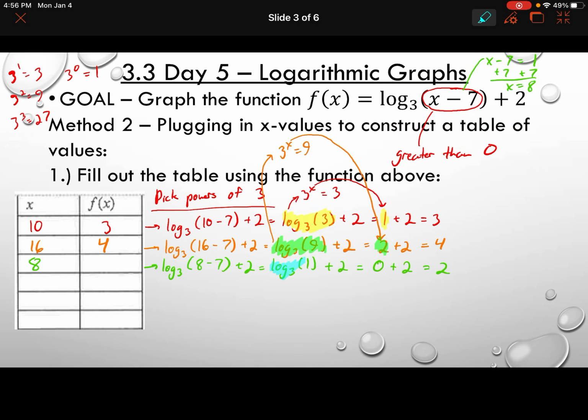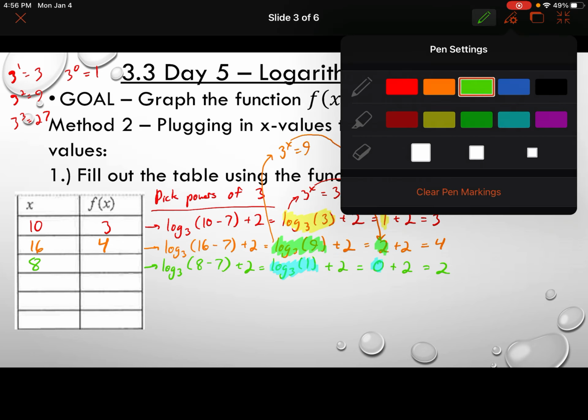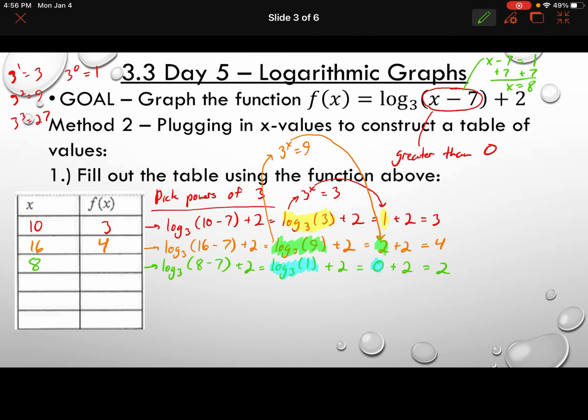Okay, so log base 3 of 1 is 0 because 3 to the 0 power is 1, right? So if we take this, 3 to what power is 1? It's 0. 3 to the 0 power is 1. Okay, so that worked out.